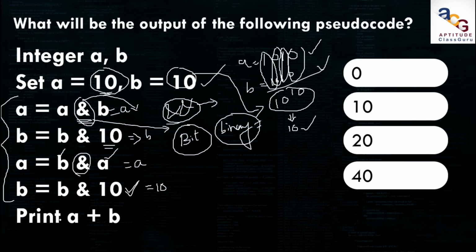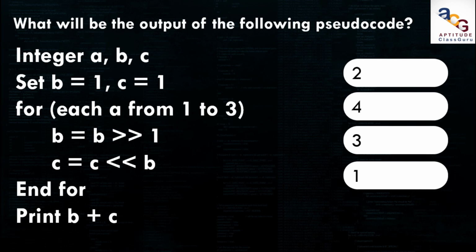So all are equal. So what is the value of a plus b? The a value remains the same 10, the b value also remains the same 10. So the value will be 20. What will be the output of the following pseudocode? Integer a, b, c, b equal to 1 and c equal to 1. For each a from 1 to 3, how many times will this loop run? 3 times, right? Why? Because for a equal to 1, a equal to 2, and a equal to 3, the loop will run 3 times.